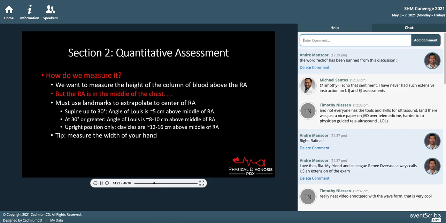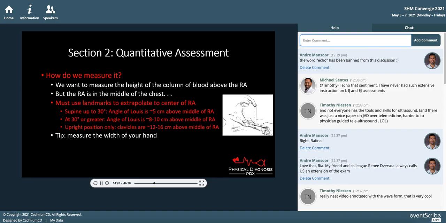The problem is the right atrium is in the middle of the chest and we can't see it. So we have to use landmarks that we can see to extrapolate to the right atrium. If we can figure out how high the column is above a landmark, and we know how high that landmark is above the right atrium, then it's simple math to determine how high that column is above the right atrium.